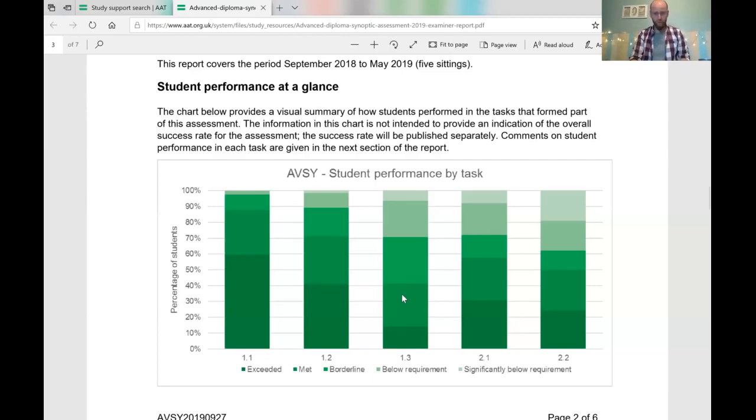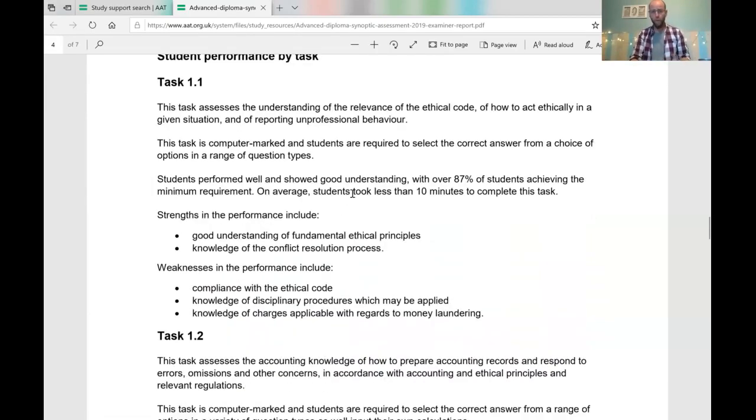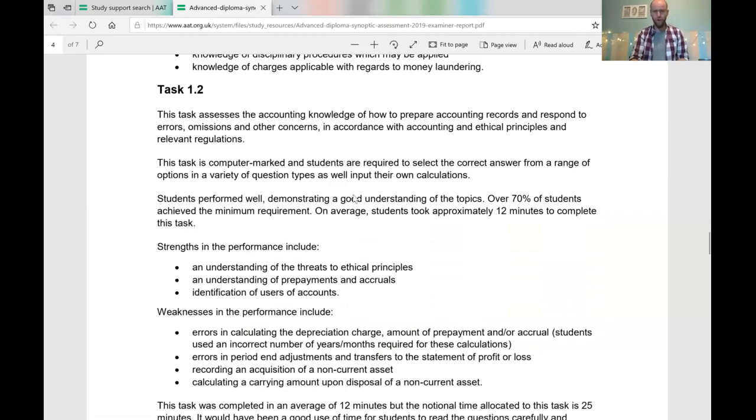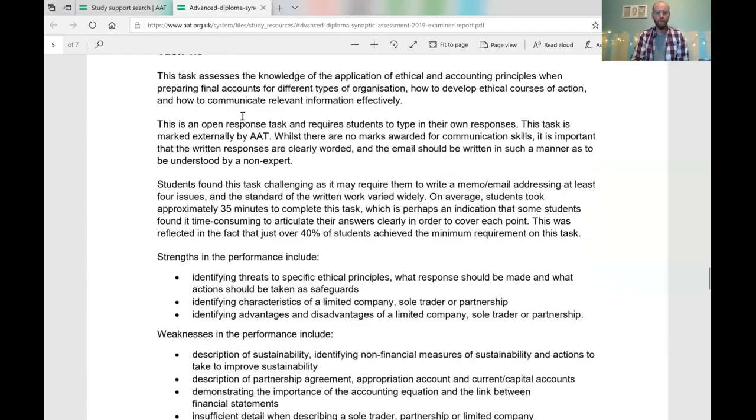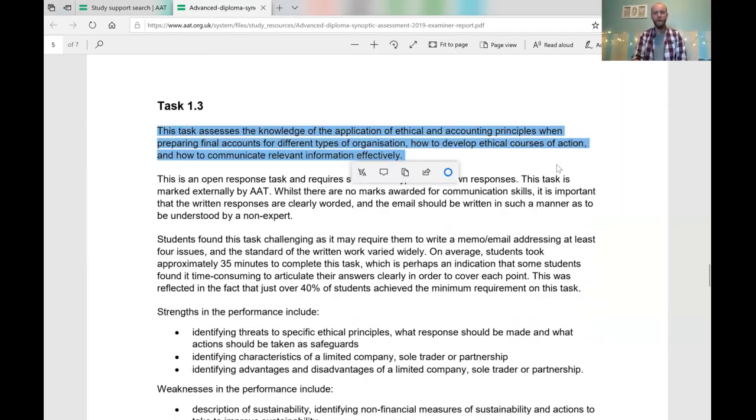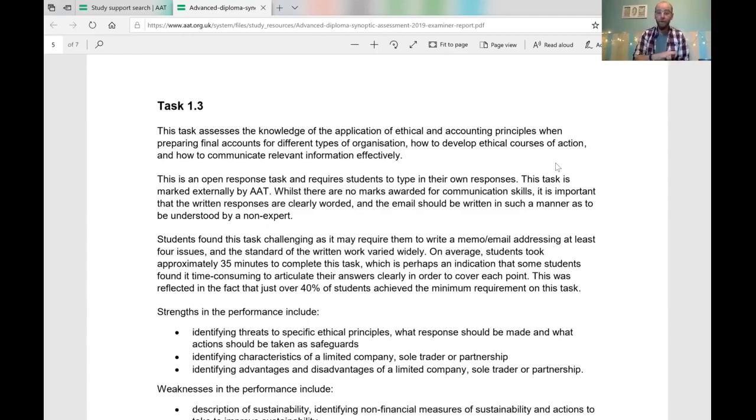So I just scroll down, so it's in task order, as you can see, 1.1, 1.2. What I'll do is go straight to task 1.3, have a look around this, and read through what it is that students are doing in here. So at the top, this part here literally gives you a little bit about what that task is actually covering. Task 1.3 assesses the knowledge of the application of ethical and accounting principles when preparing final accounts for different types of organization, how to develop ethical courses of action, and how to communicate relevant information effectively. So that's what that task covers.